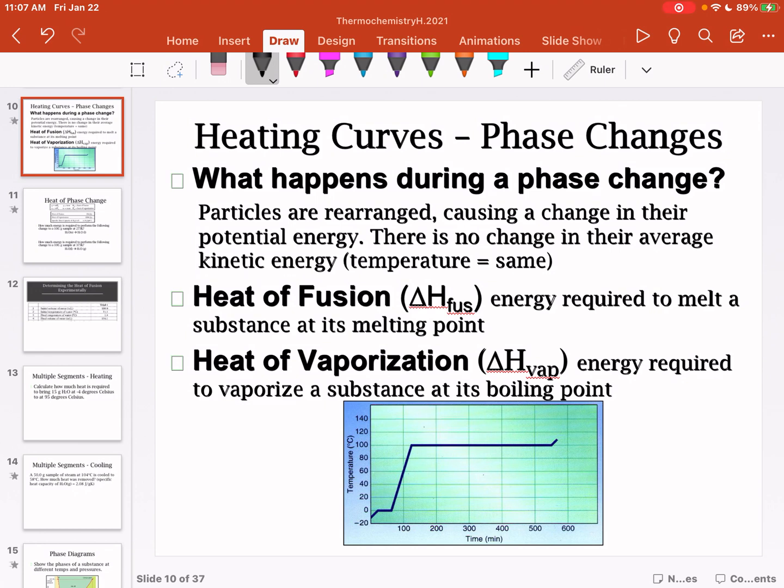So there's no change in average kinetic energy, which is energy of motion. Their temperature stays the same. So that first plateau, or the plateau at the lower temperature, is referred to as heat of fusion, as we said earlier. It is the energy you need to melt a substance at its melting point. So you need to be at that 0 degrees Celsius if you're talking about melting ice. And heat of vaporization is the same thing, but for vaporization.